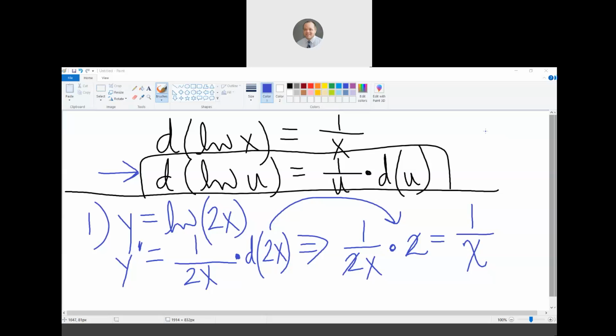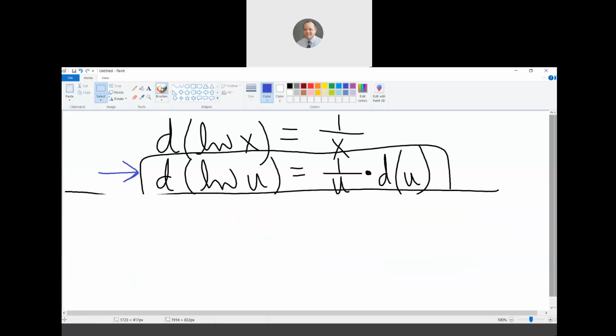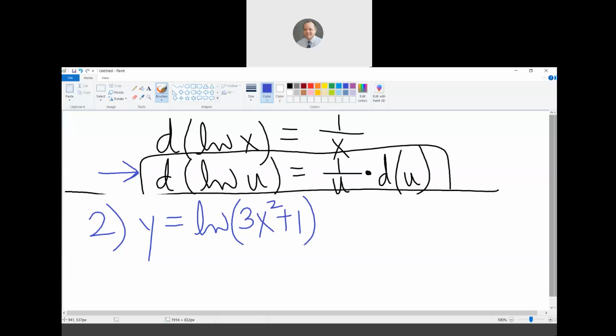All right, let's look at another function involving natural log. And I'll leave our derivative rule up here. Next problem, we're finding the first derivative of y equal to natural log, in parentheses, 3x squared plus 1. According to our second rule, you automatically put the 3x squared plus 1 underneath 1.